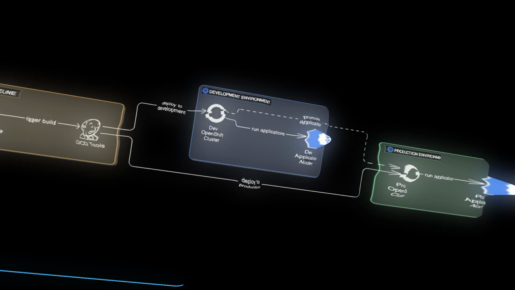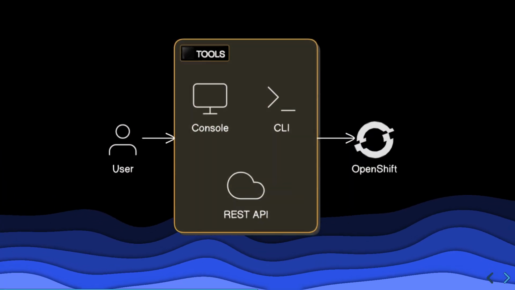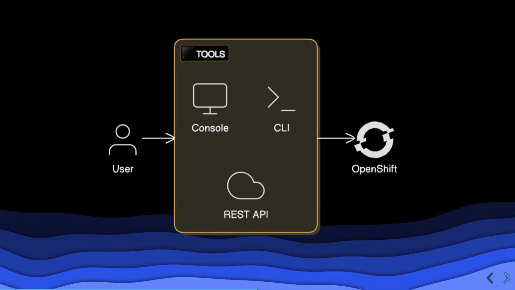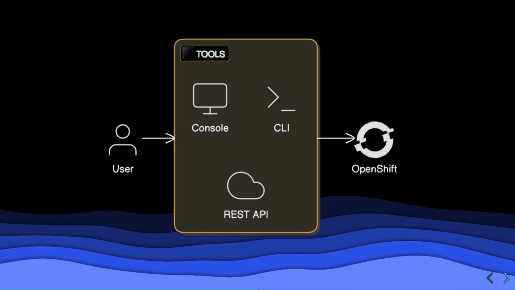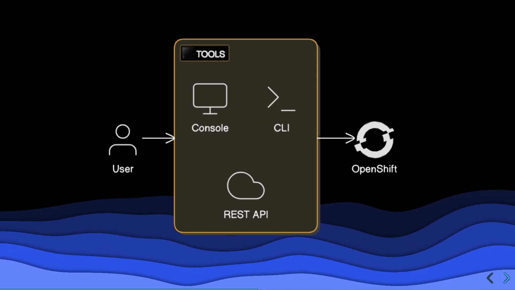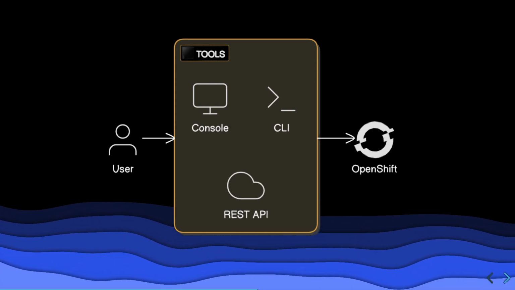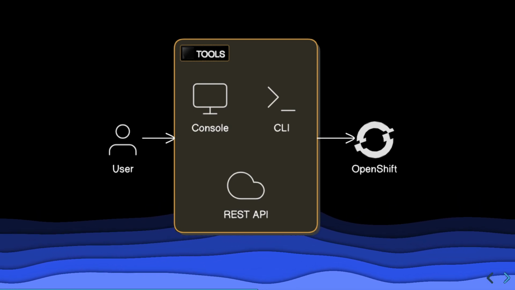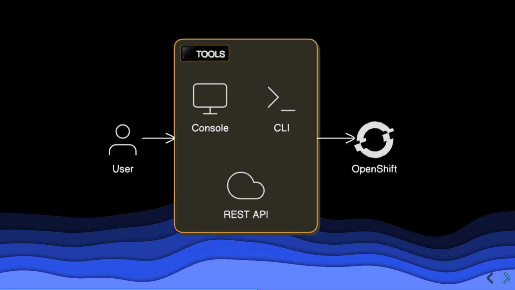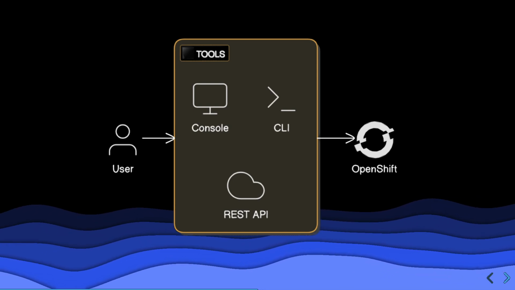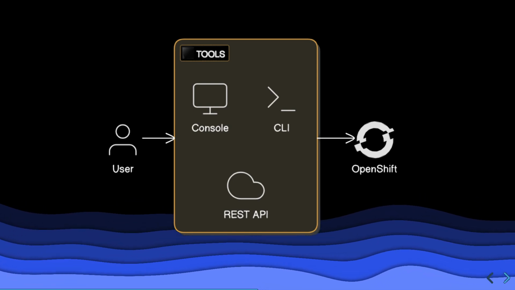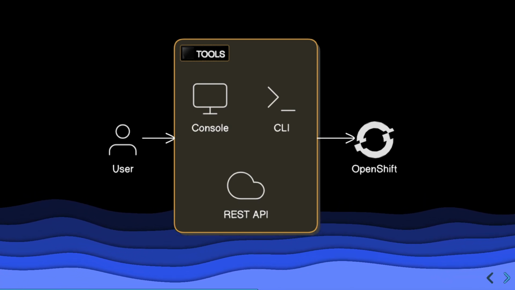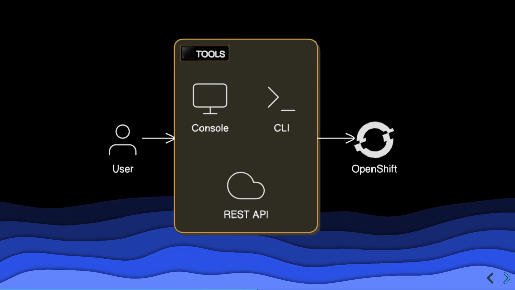That sounds incredibly efficient. But how do I actually interact with this platform? Is it all command lines and complex configurations? OpenShift is actually very flexible in that regard. It offers a visual console, which is great for getting a bird's eye view of your applications and resources. If you prefer the command line, there's a powerful CLI tool. And for the more code-savvy users, there's a REST API that allows you to automate and integrate OpenShift into your existing workflows.